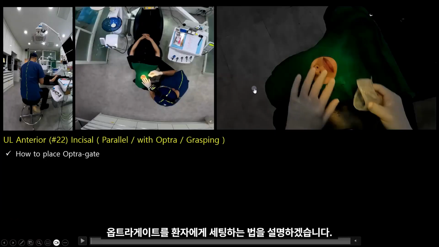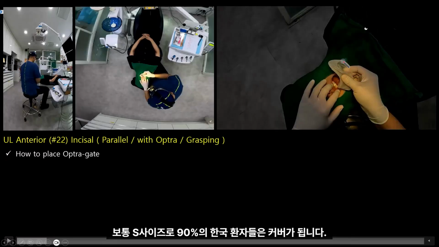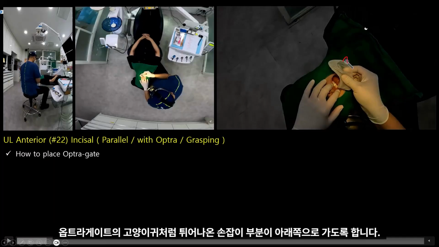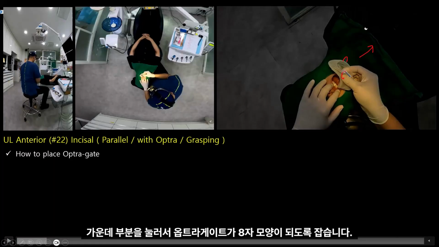Now, I will first explain how to place the optrogate on a patient. Usually, the small size covers about 90% of Korean patients. Ensure that the portion of the optrogate resembling cat ears is oriented towards the bottom. You should apply pressure to the center of the optrogate so it forms a figure 8 configuration.